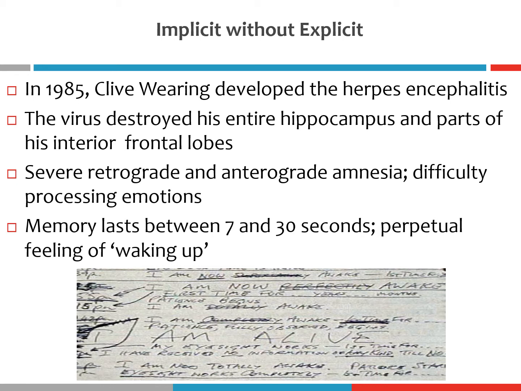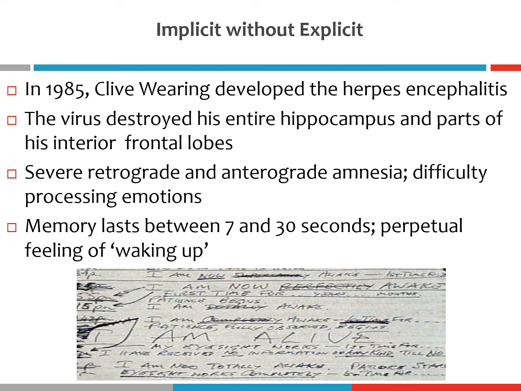Another case, so the third video that you guys are going to watch is going to talk about the case of Clive Waring, who unfortunately, as a result of contracting the herpes simplex virus, developed a very, very severe viral brain infection that resulted in complete destruction of not only his hippocampus, but also various regions of his frontal lobe. And unfortunately, as a result of that, he had global amnesia. So he had both retrograde and anterograde amnesia. And he also had difficulty with emotional regulation, which is one of the primary functions of the frontal lobes as well.